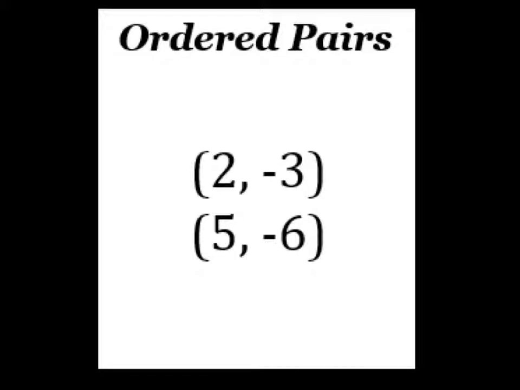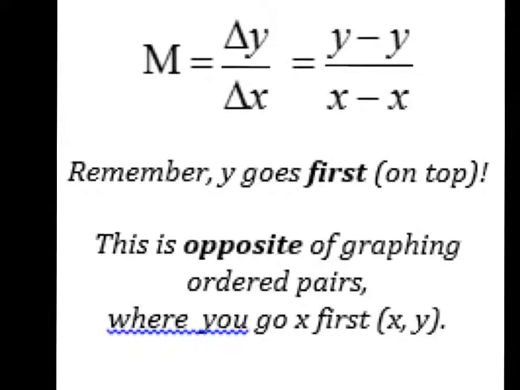If you'll turn to the third tab, we have ordered pairs. From ordered pairs, we can also find the slope of a line. Looking at these ordered pairs, we're going to find the change in y over the change in x. Remember, we use the letter m to represent slope.